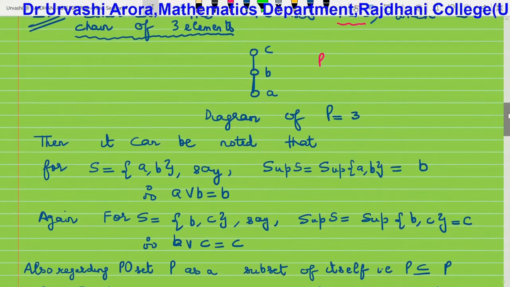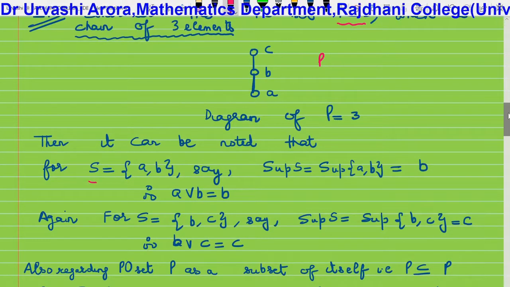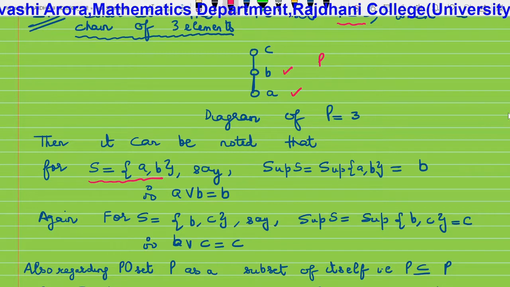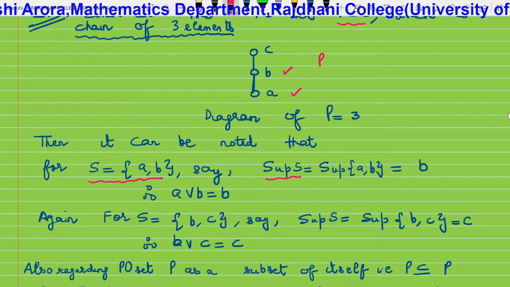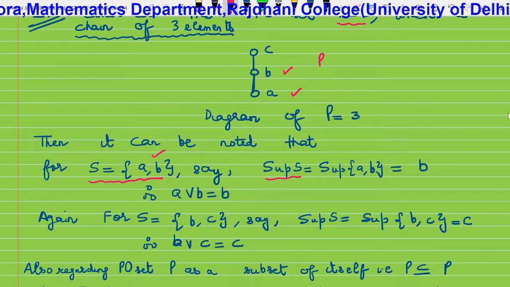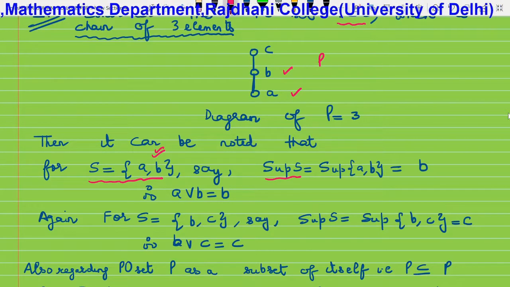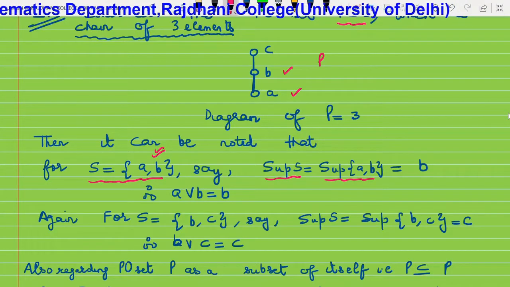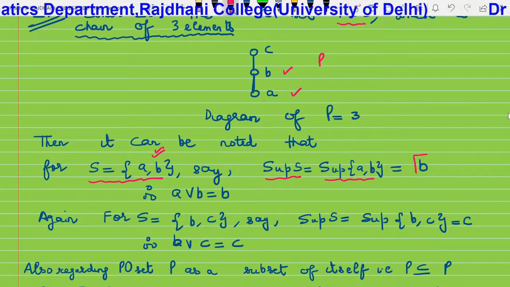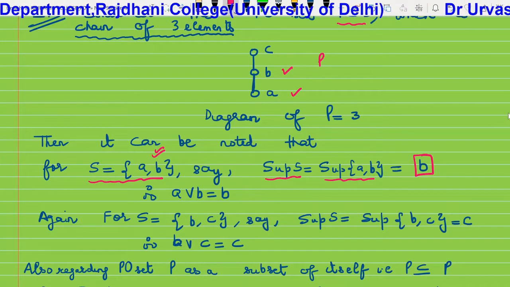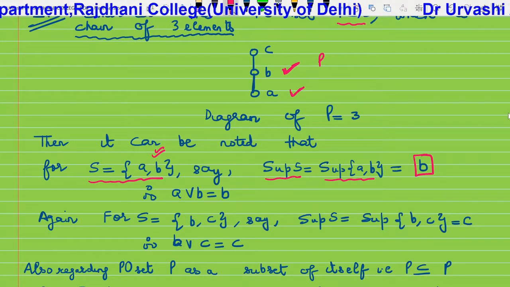And now if you take S to be {A, B}, which means that I am considering these two elements, and if we want to find out whether the supremum of S exists or not, where S is the set consisting of these two elements. So I want to find out what is the supremum of A and B. Then the supremum of A and B is that element of the PO set P which is greater than or equal to both A and B.